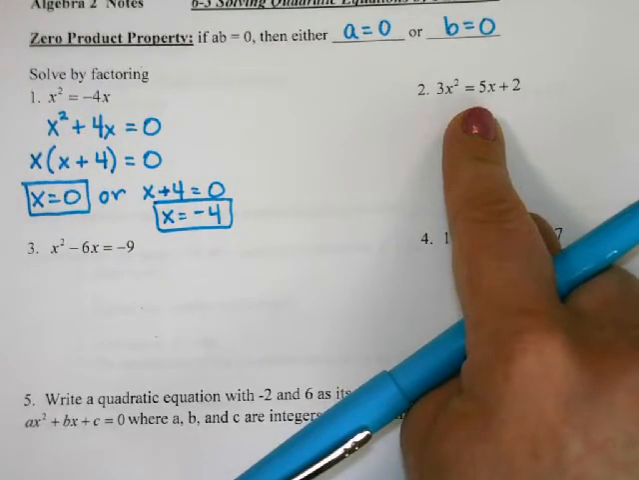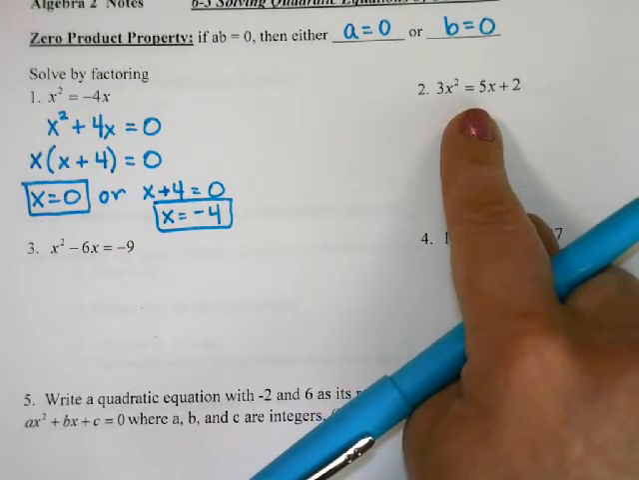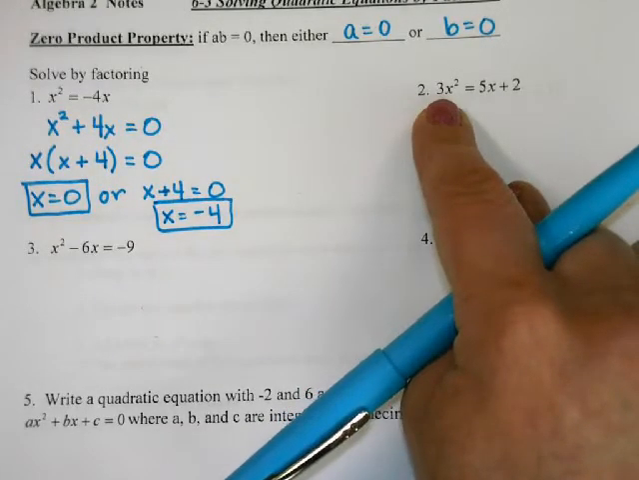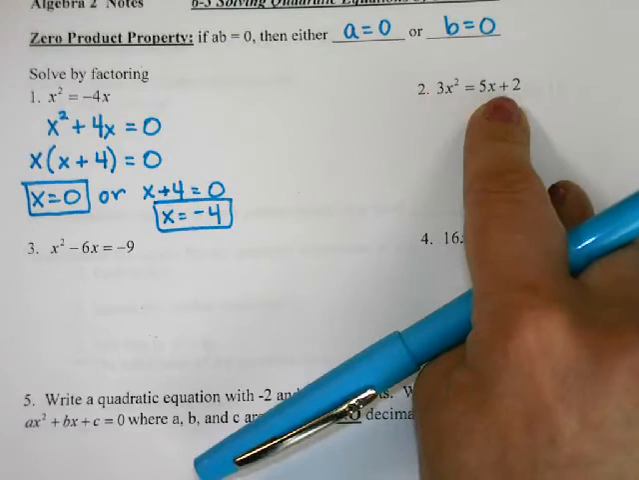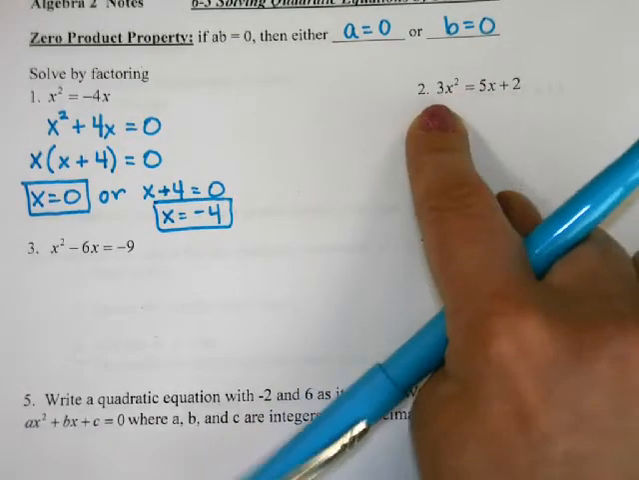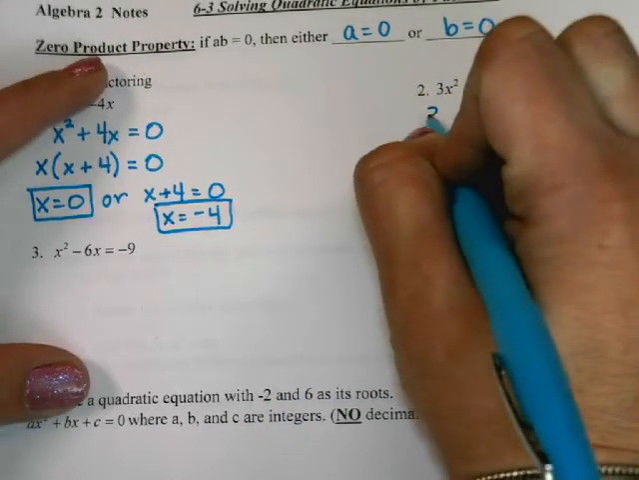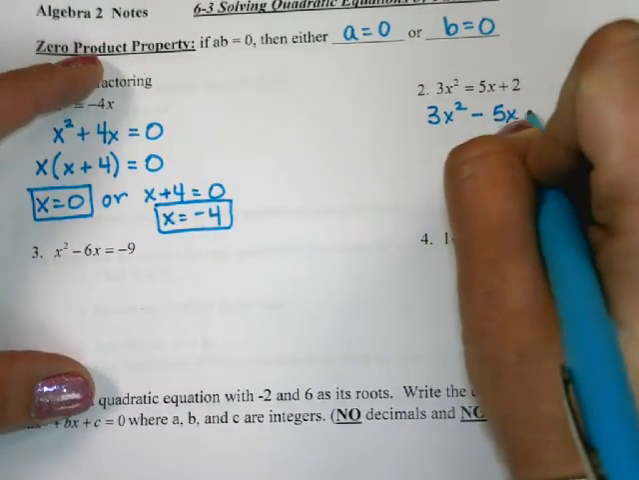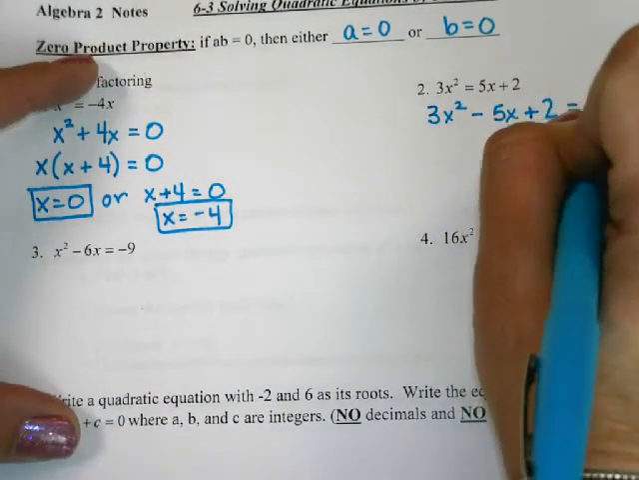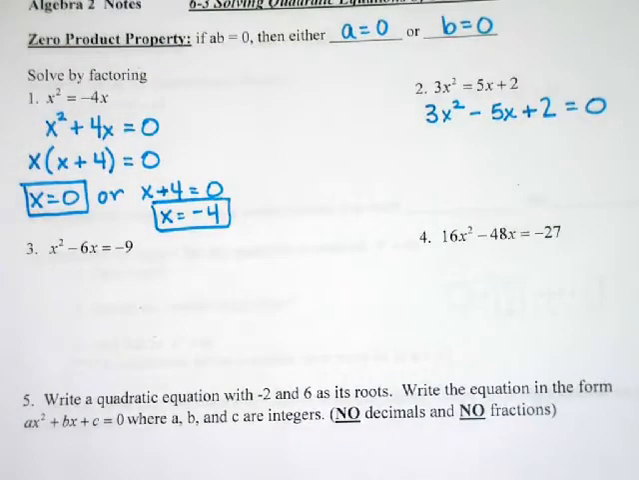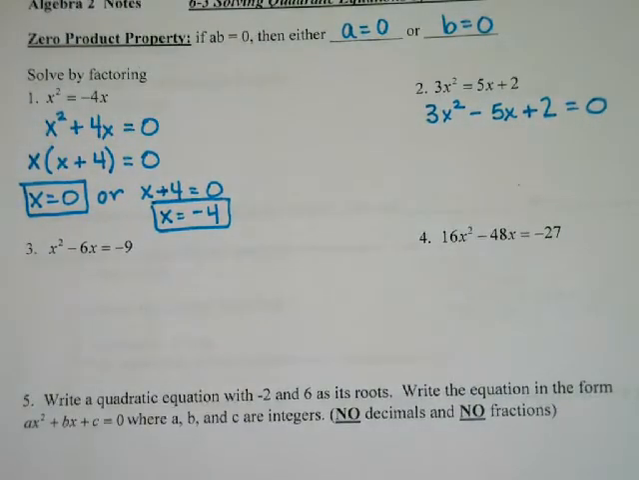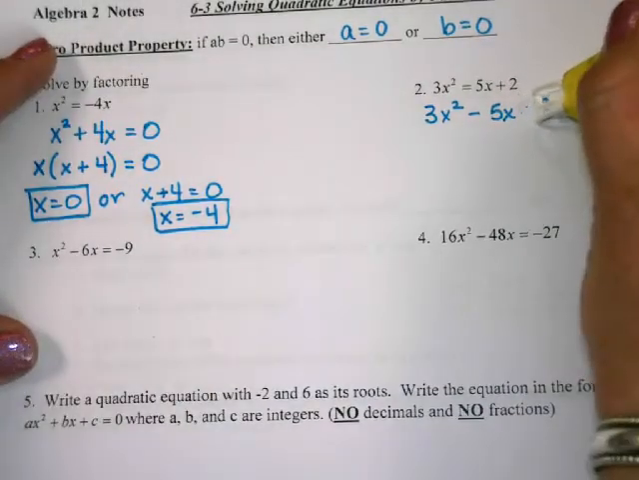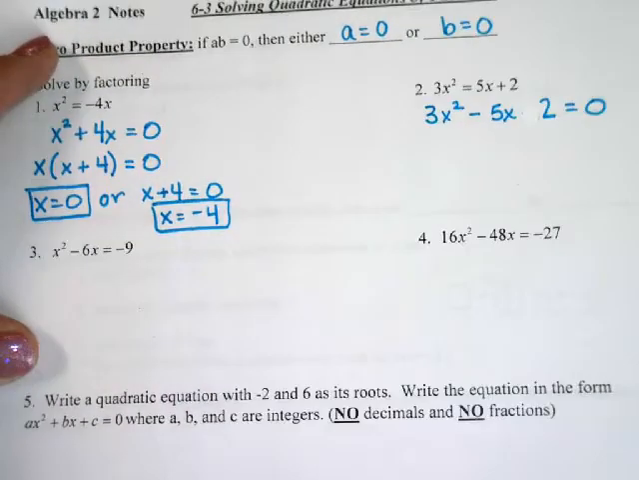All right, so first thing, we got to get everything on one side of the equal sign. Well, it's a whole lot easier to factor when the squared term is positive, right? So let's move the 5 and the 5x and the 2. So 3x squared minus 5x plus 2.